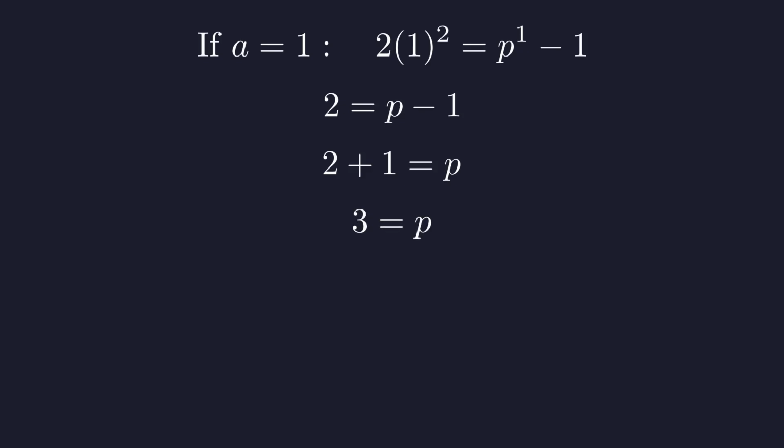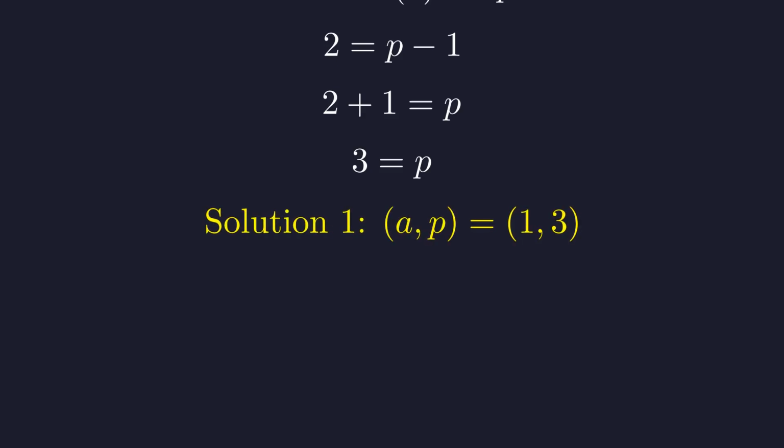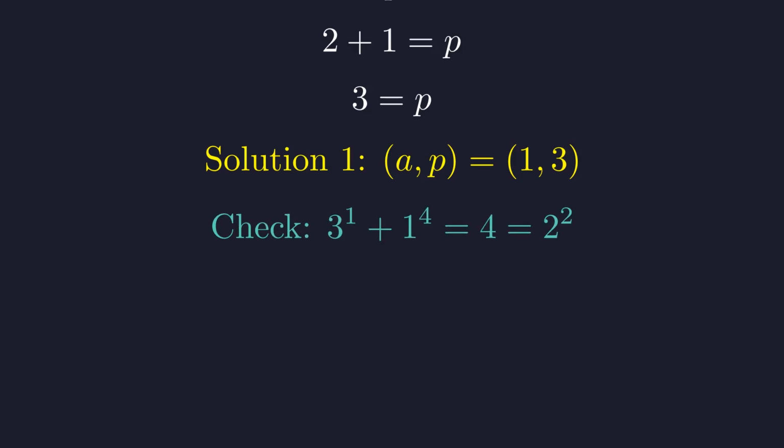Since 3 is a prime, this is a valid solution. The first solution is the pair a equals 1, p equals 3. To verify, 3 to the first power plus 1 to the fourth is 4, which is 2 squared. The solution is correct.